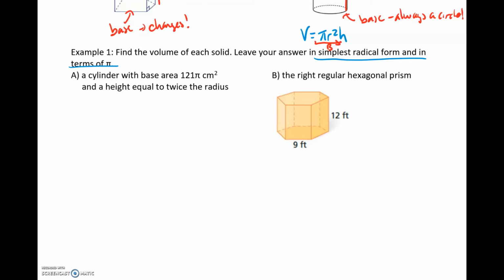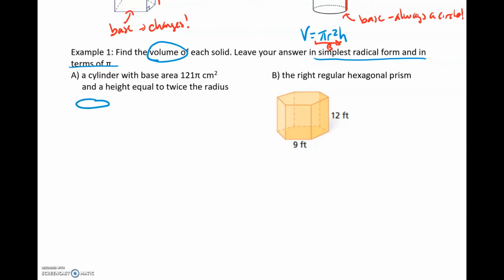So part A, we want to find the volume. So make sure you see that. Of a cylinder with base area 121 pi square centimeters and a height equal to twice the radius. Now, if it helps you to draw the picture, you can definitely draw the picture to help you visualize everything, but you don't necessarily have to, because this all just boils down to knowing the different components of your formula. But let's go ahead and visualize this.